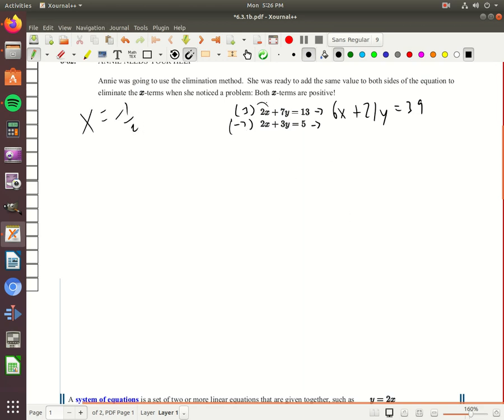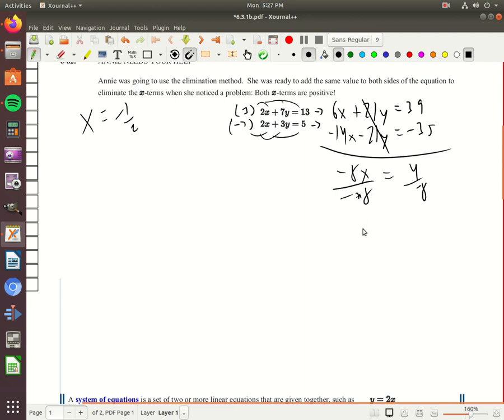So I distribute the 3, I get this. I distribute the -7, and I get this. And you can see now I'm eliminating the y's instead of the x's. So I get -8x equals +4. I divide by -8. These cancel. I get x equals -1/2.